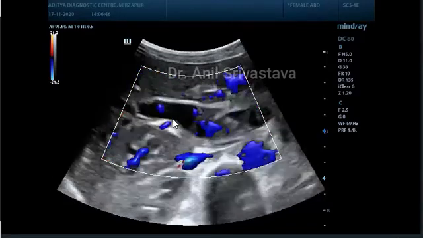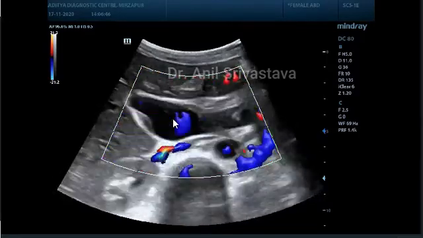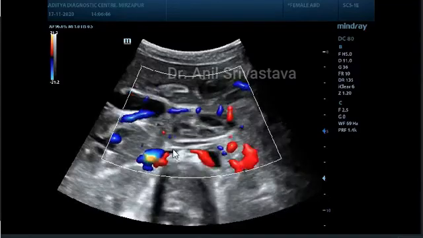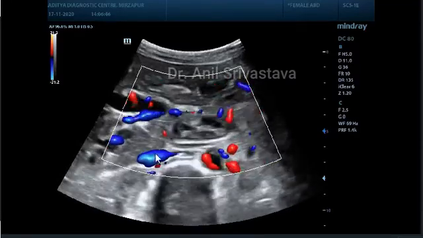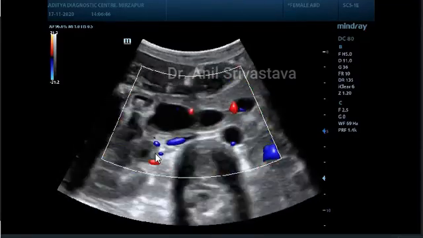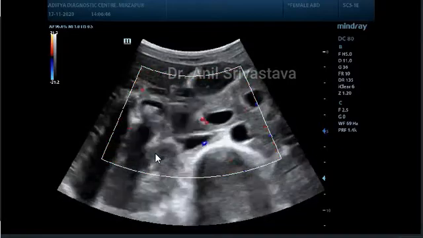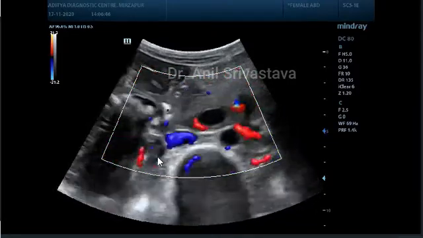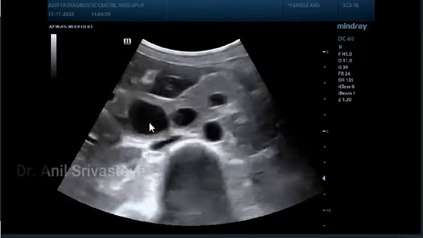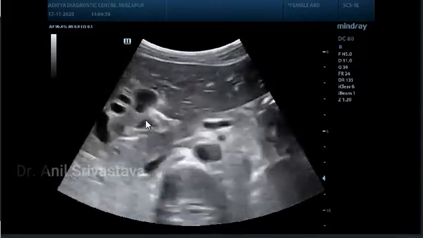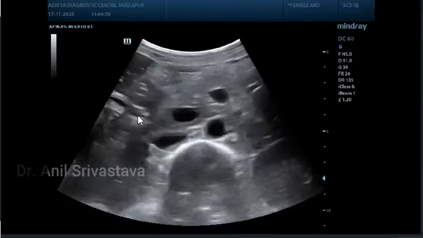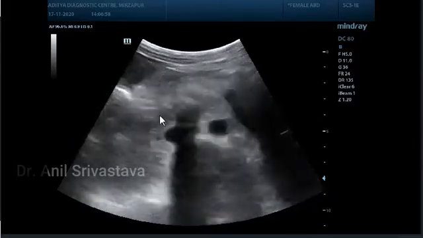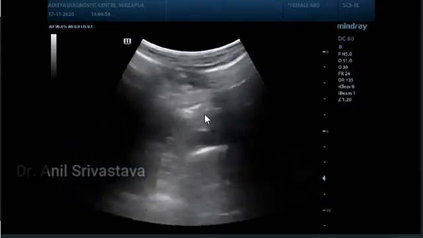This is choledochal cyst. This is aorta. This is IVC. This is dilated CBD. So, fusiform choledochal cyst.